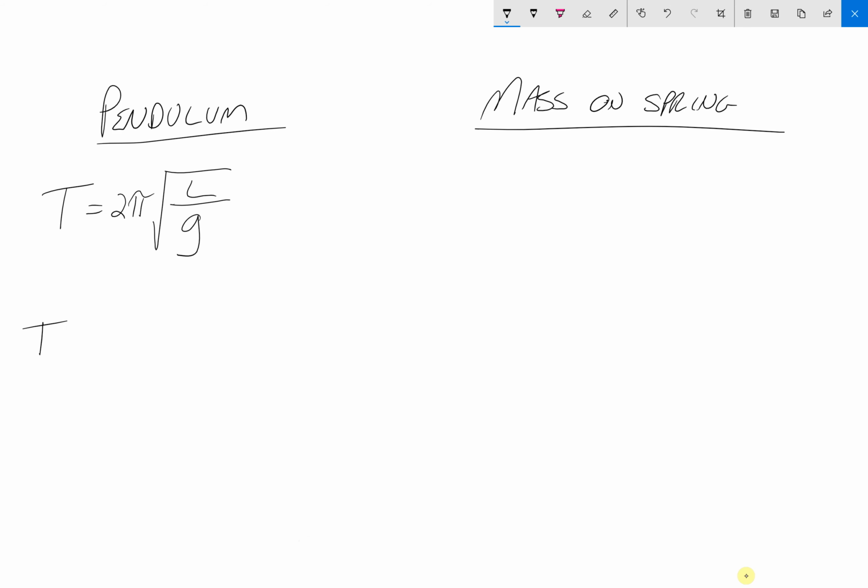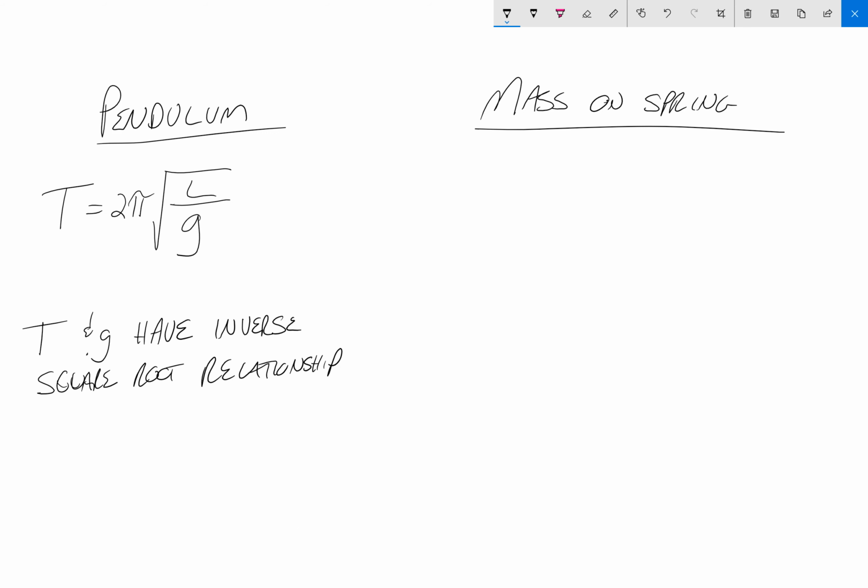But T and g have an inverse square root relationship. Not indirect. Some of you said that. Don't say that. That's dirty. Inverse square root relationship. Again, notice there is no mass in this equation, and there's no initial displacement.